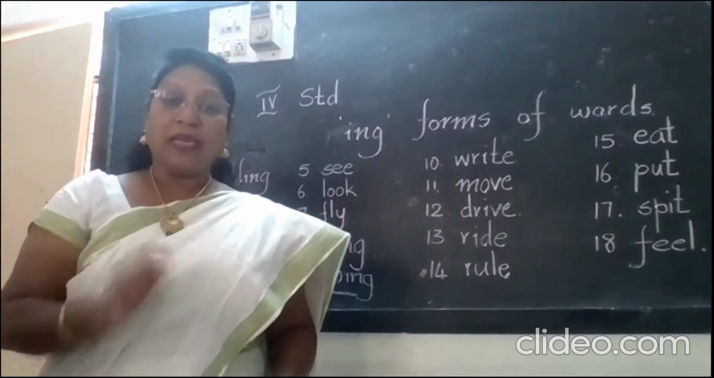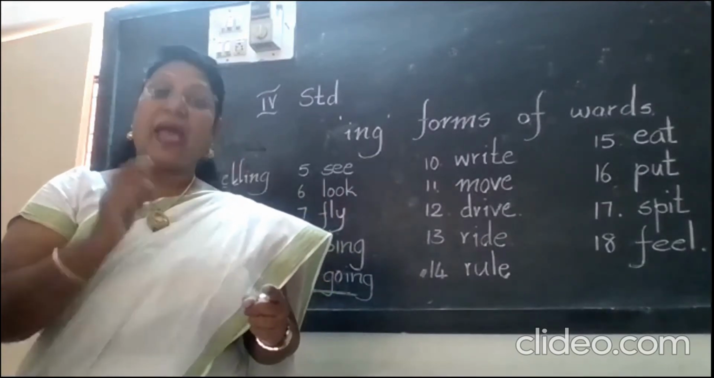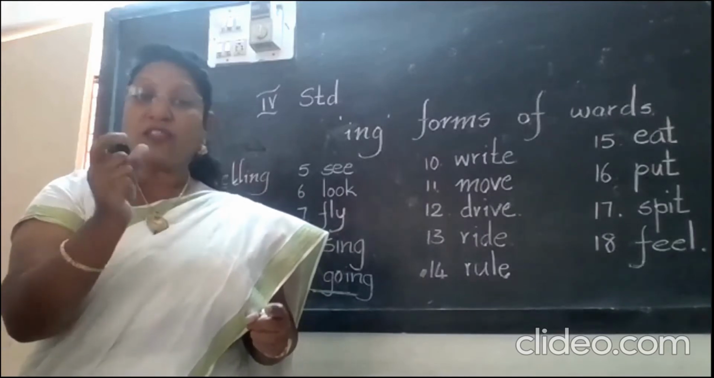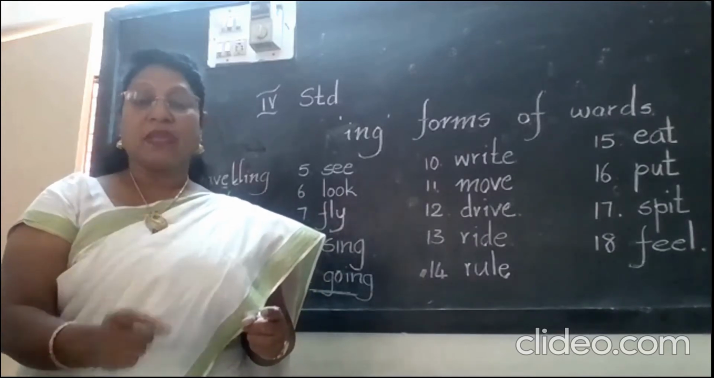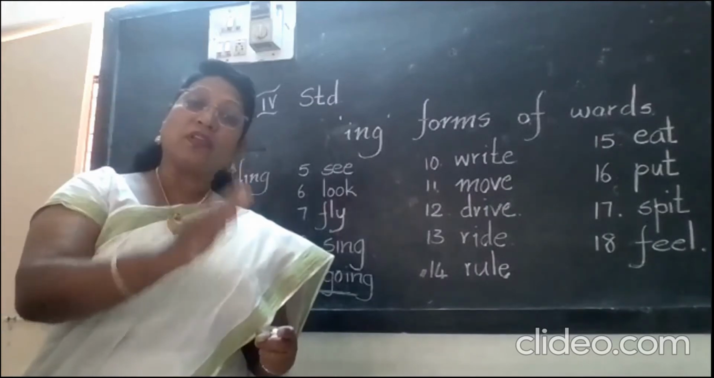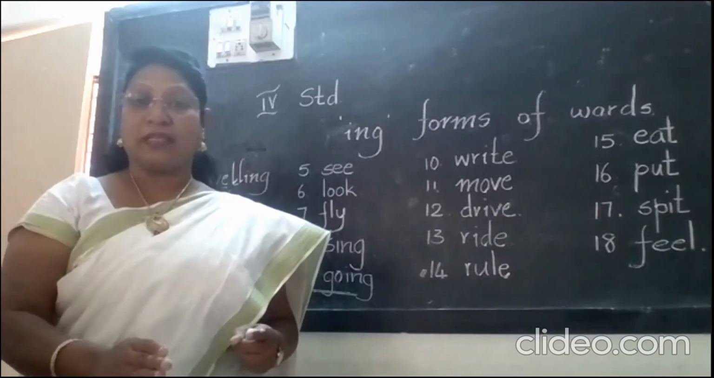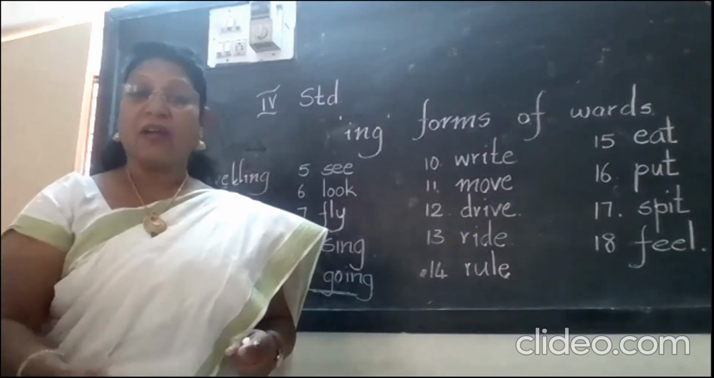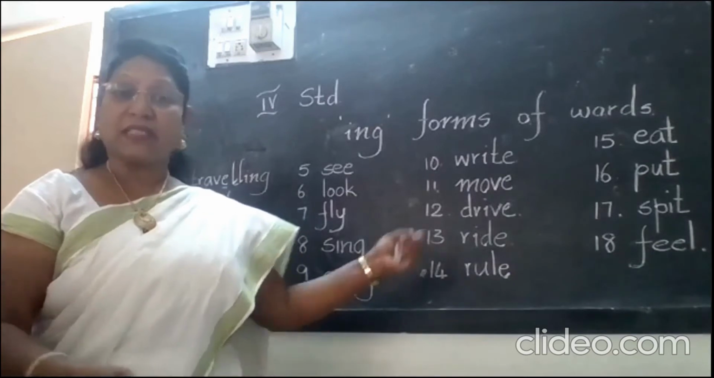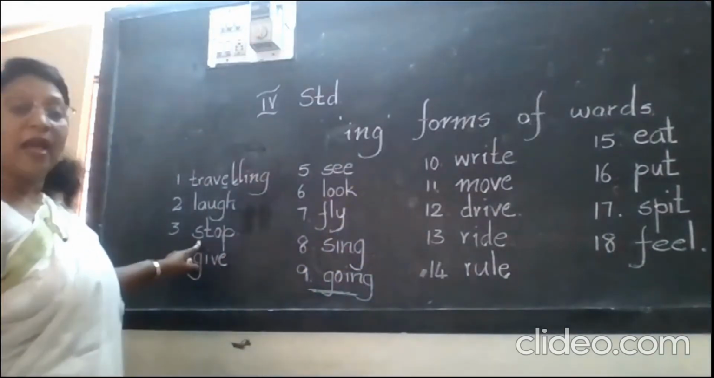Second rule is, watch the word carefully and then watch the last two letters of the word. If the last letter is a consonant, and before a consonant you have a vowel, repeat the consonant. That means you add one more consonant, the last consonant again. Okay? So now you have stop.